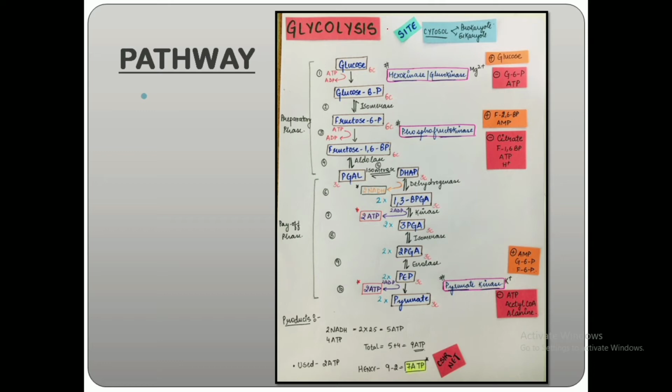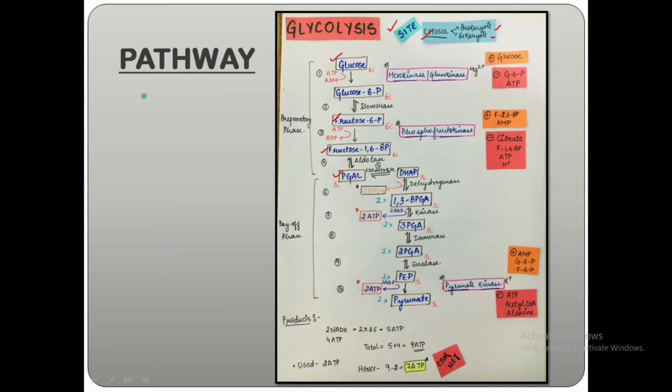First of all, let us recall the site. Both in the prokaryotes and in the eukaryotes, we have the cytosol where glycolysis occurs. Let us look into the pathway now. Glucose is used as the substrate in this process. Glucose gets converted into glucose 6-phosphate, and then glucose 6-phosphate gets converted into fructose 6-phosphate. This fructose 6-phosphate, after using 1 ATP, gets converted into fructose 1,6-bisphosphate.